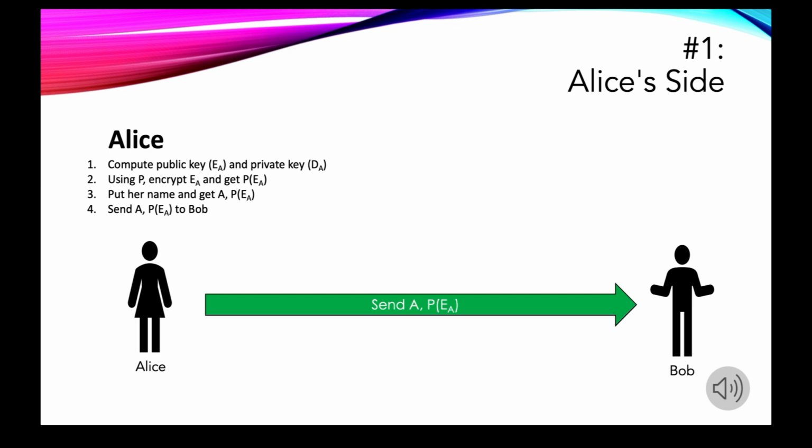Step 1. On Alice's side. First, Alice computes public key EA and private key DA using asymmetric cryptography. Second, Alice encrypts EA with the secret key P and gets P(EA). Third, Alice puts her name with P(EA) and sends it to Bob.